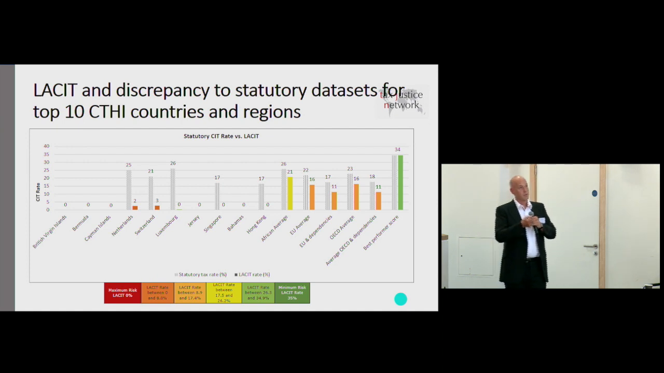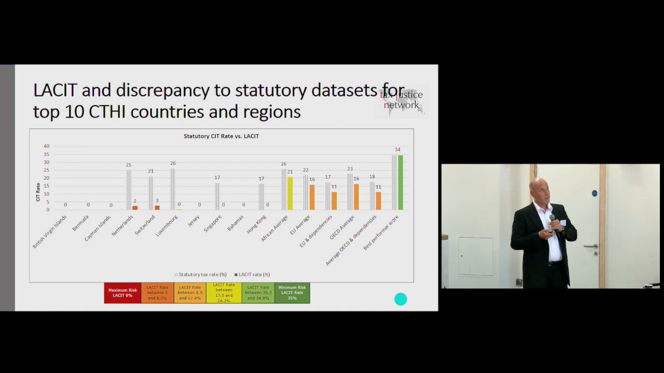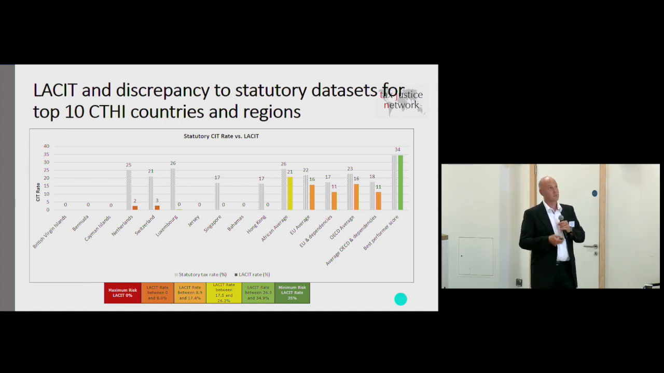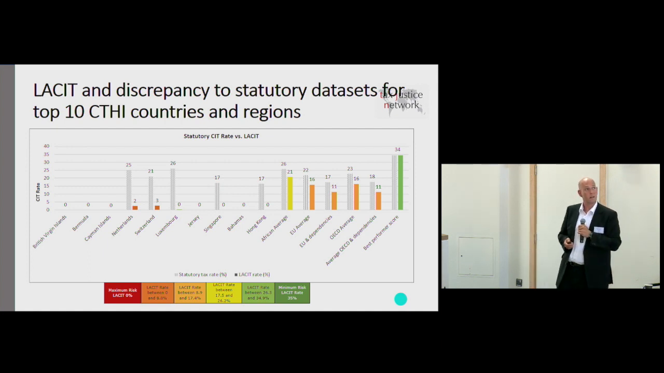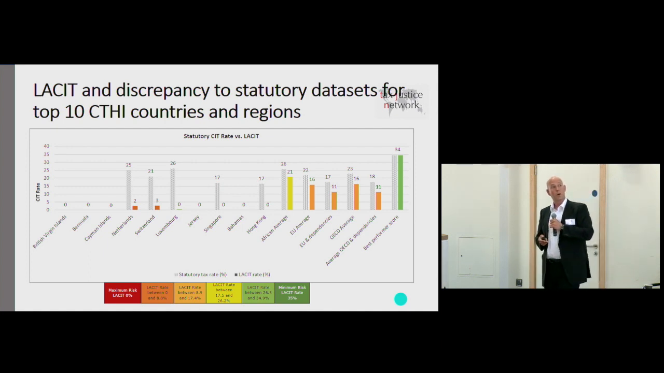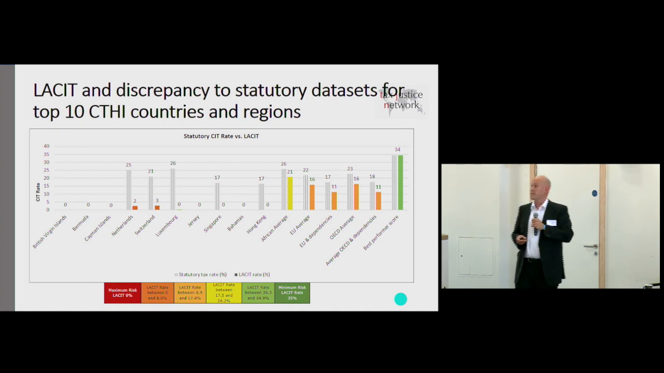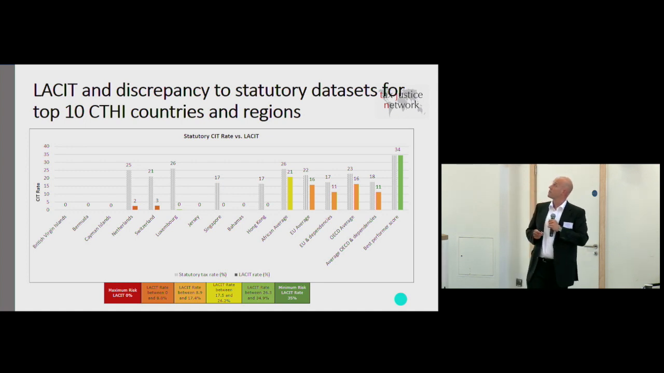Now, a few more results on the LACIT. The gray dotted columns are basically the top statutory rates. You see here the greatest discrepancy for Netherlands and Switzerland, Luxembourg, Singapore, and Hong Kong. You can see that the actual LACIT that we calculated, these are the colored charts, for Netherlands and Switzerland are at 2 and 3%, and for the rest of the top 10, they are 0, basically.